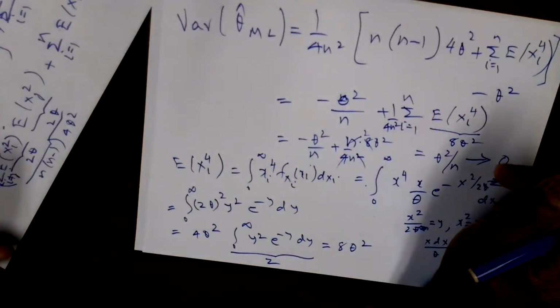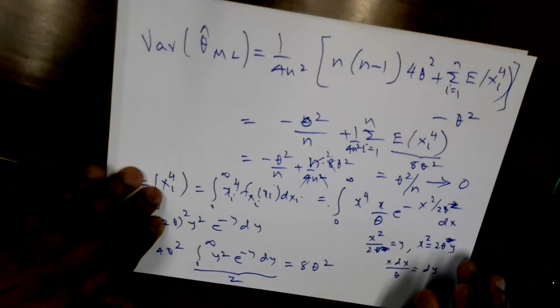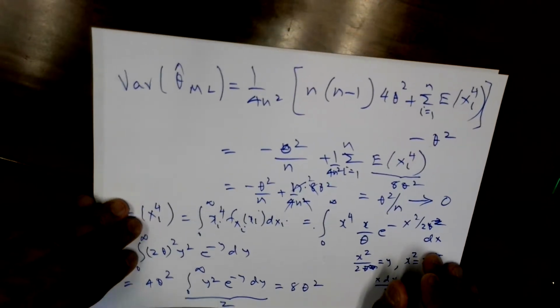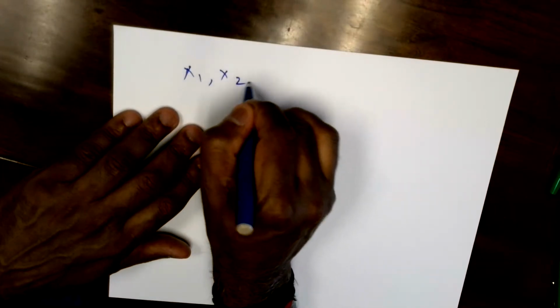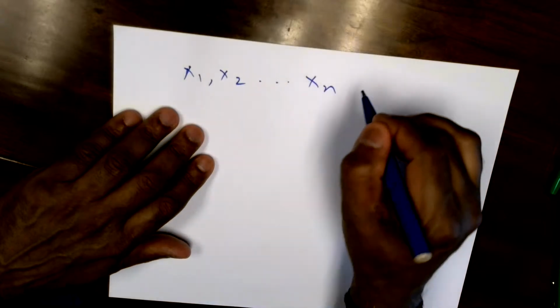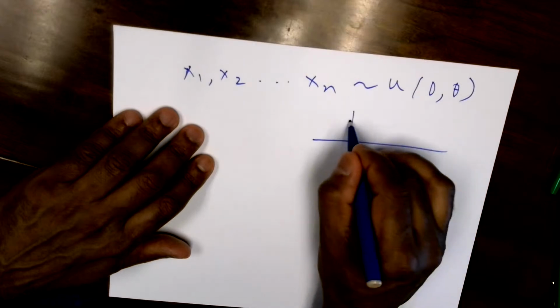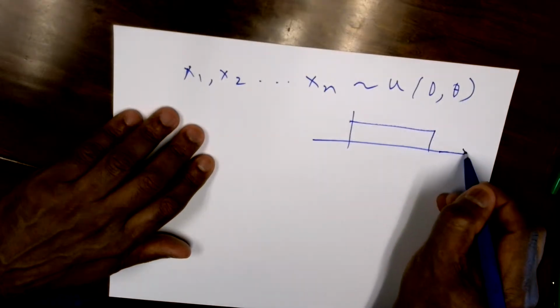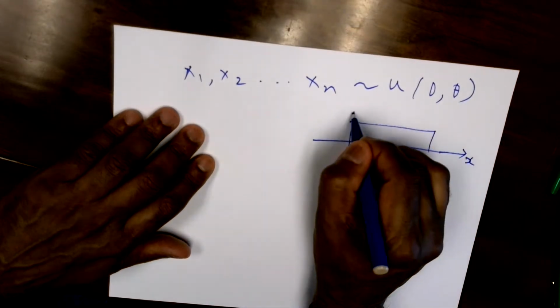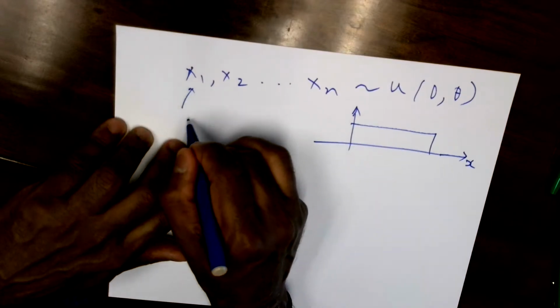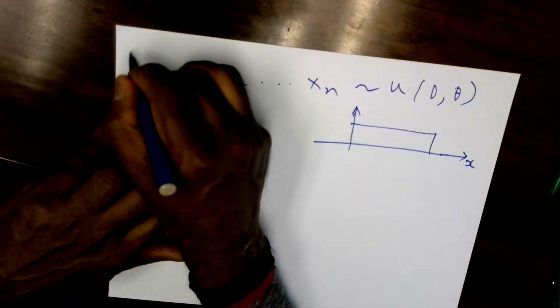So you may say at this point, maximum likelihood, everything seems to be consistent. Let me show you a case where that's not the case. So let's take x1, x2, etc., xn to be uniform random variables on some theta. So these are the observations, the data.